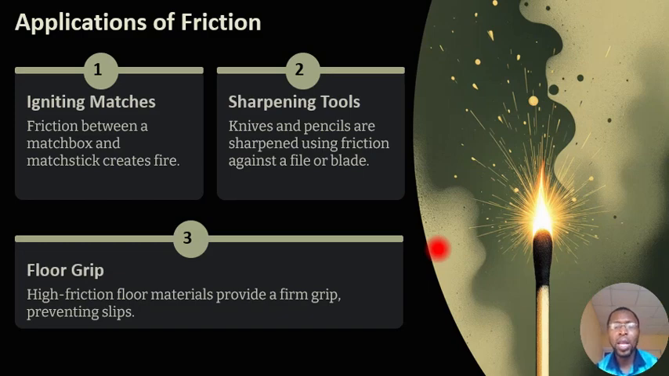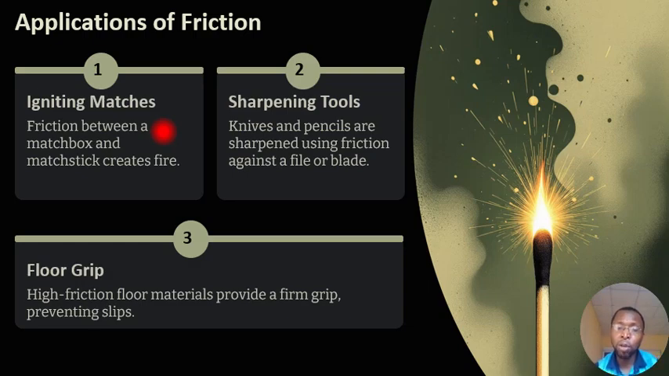So, what are the applications of friction? We can apply friction in igniting matches. Today we use lighters for our cooking gas. But before the invention of the lighter, we had matches. Now, striking the stick of matches on the carbon part requires a little force.